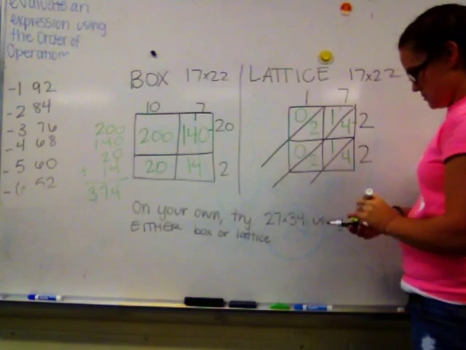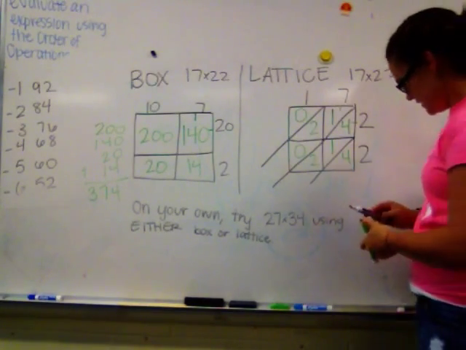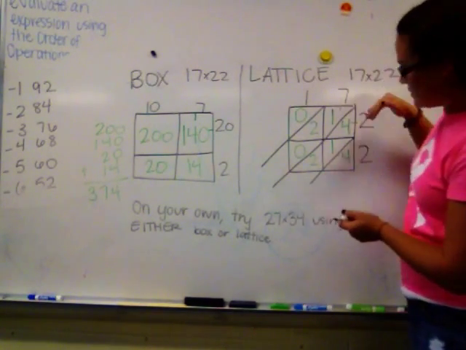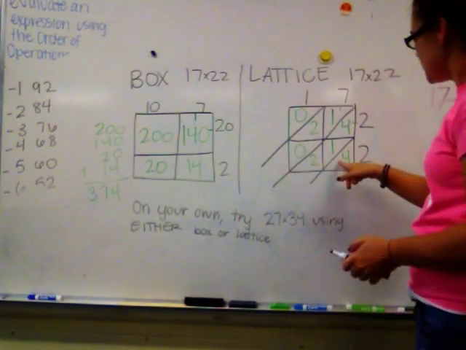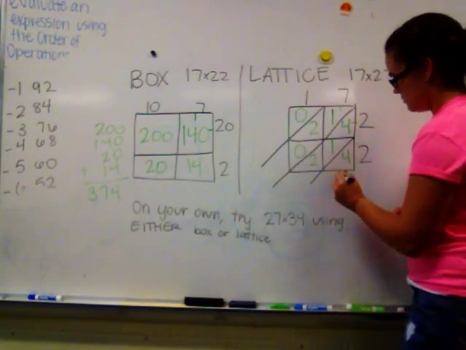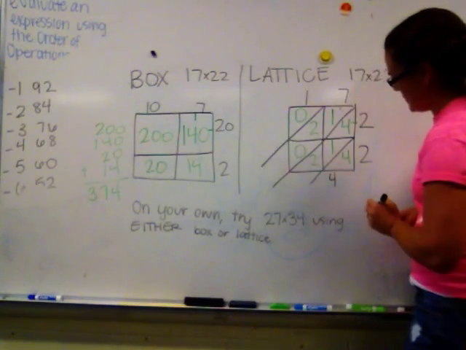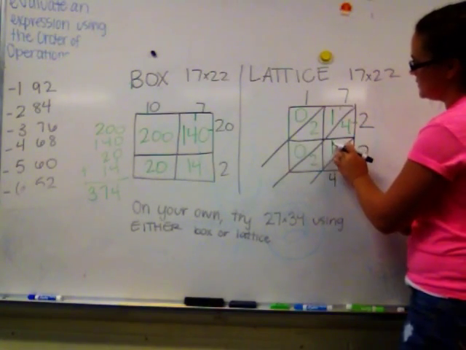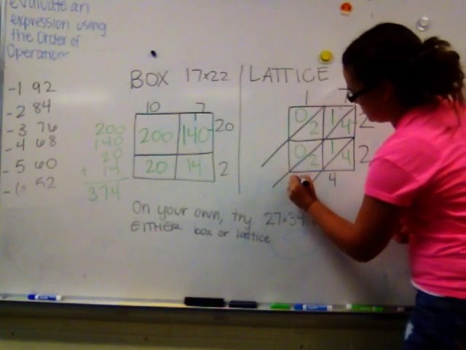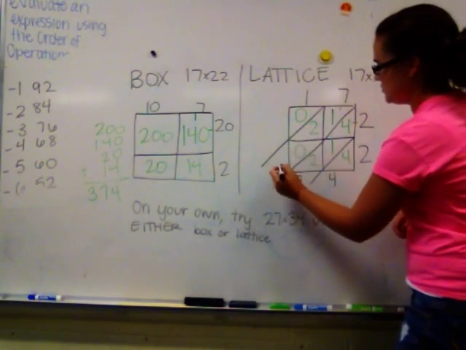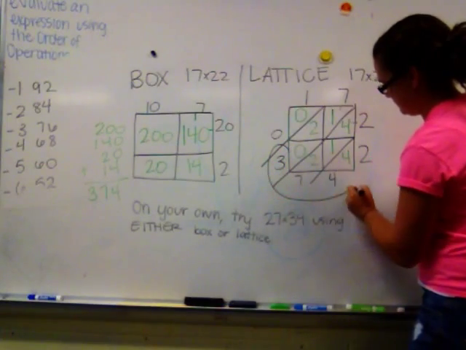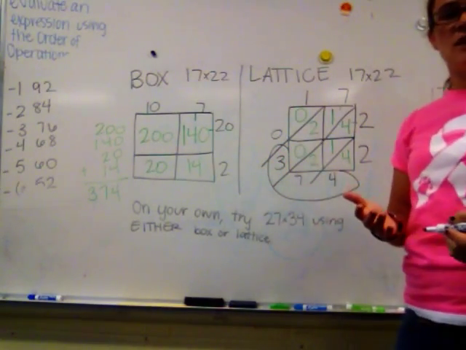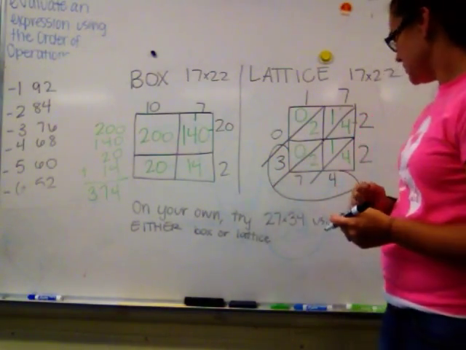Okay. So then, all I need to do is add down these diagonal lines that have been created for me. So, if I've got a 4 here, okay, and then I've got 4 plus 1 plus 2, 1 plus 2, and my answer is 374.